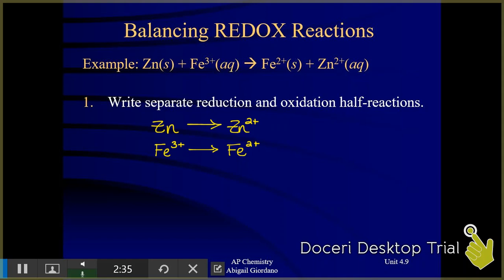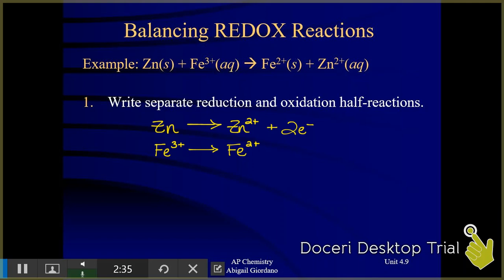The next thing that I'm going to do is balance each equation, each half reaction, for charge, and the way that you do that is by adding electrons to one side. Remember, guys, electrons are negatively charged. All right, so let's start with the zinc reaction. Zinc has a charge of 0 on the left and +2 on the right. To make those charges equal, I'm going to add 2 electrons on the right.